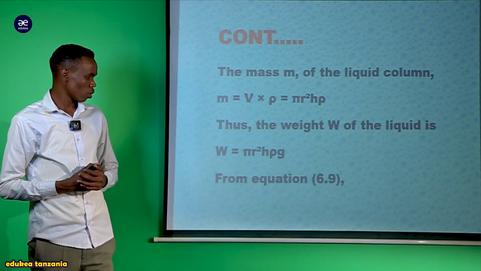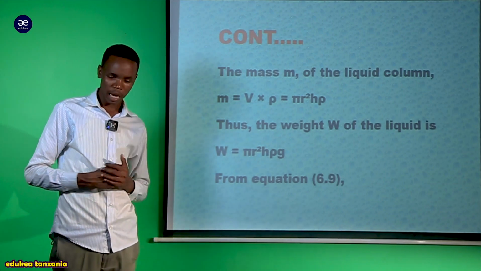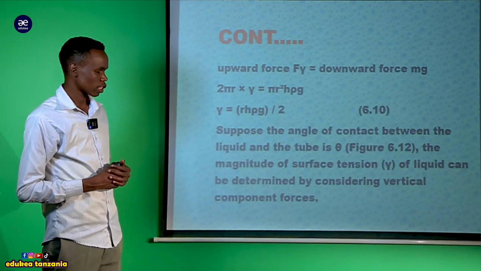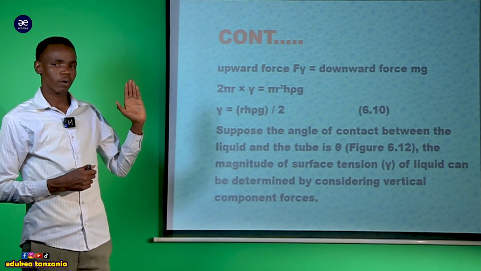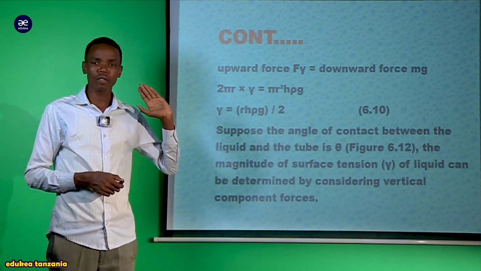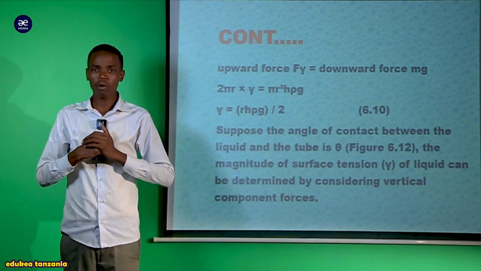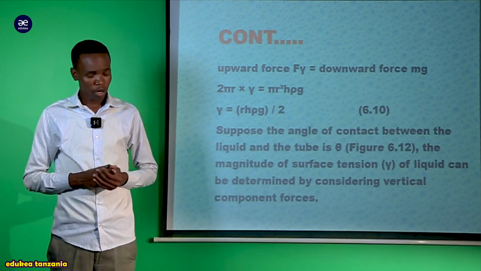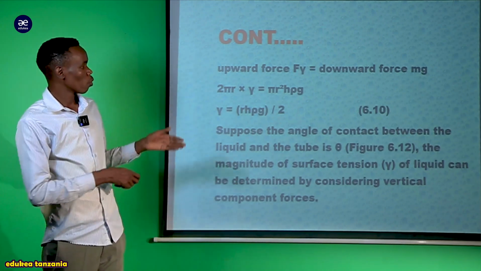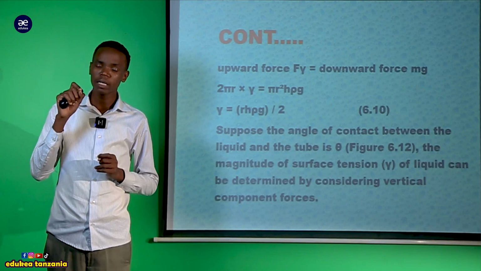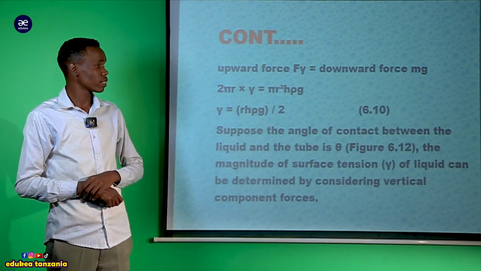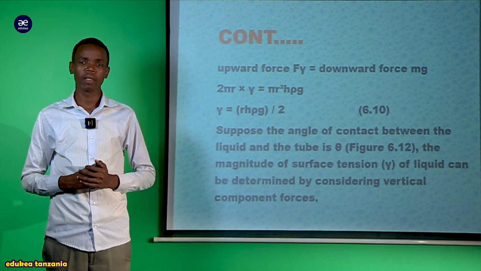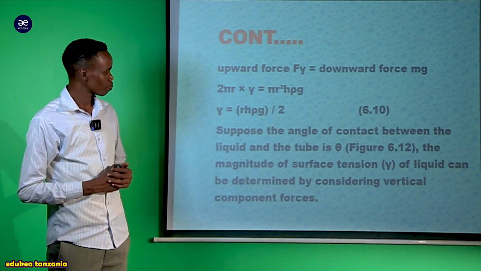Now, let us recall equation number 6.9. This is the equation that we tried to demonstrate in the last session. In the last session, we said that the upward force, my dear student, must be equal to the downward force, or must be equal to the weight, which is equal to mg. So the upward force, which is represented by the force due to surface tension, must be equal to the downward force, represented by the symbol mg, as we see here.